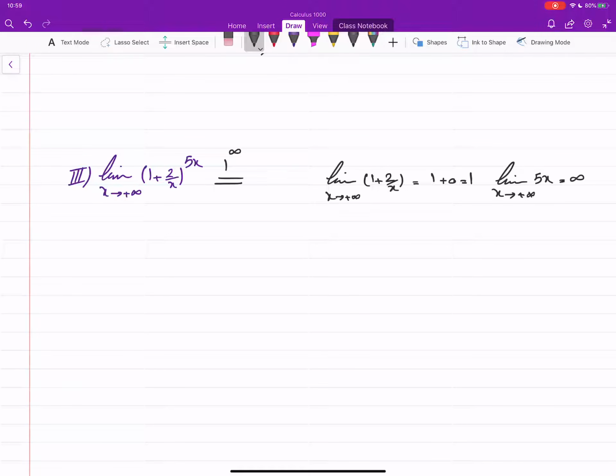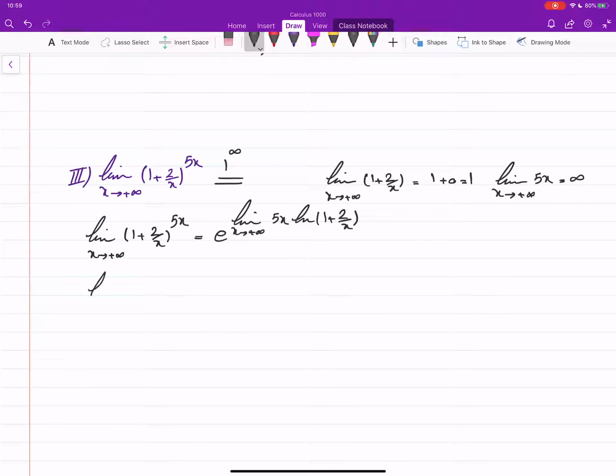These are indeterminate powers. And we have to resolve them by doing the trick that we have been doing, using this long trick or E trick. So this will be e to the power limit of x goes to plus infinity of 5x ln of 1 plus 2 over x.